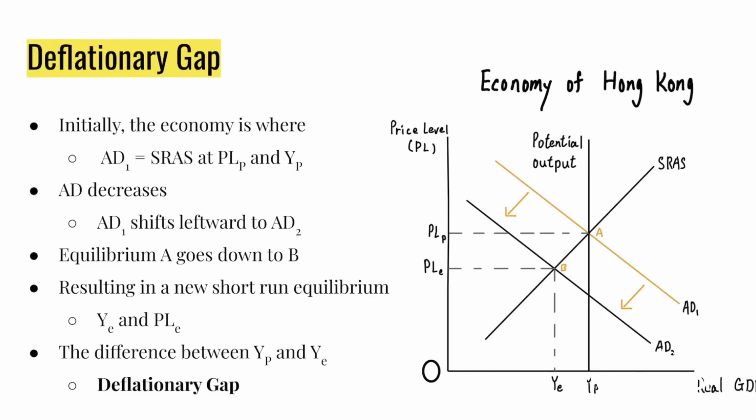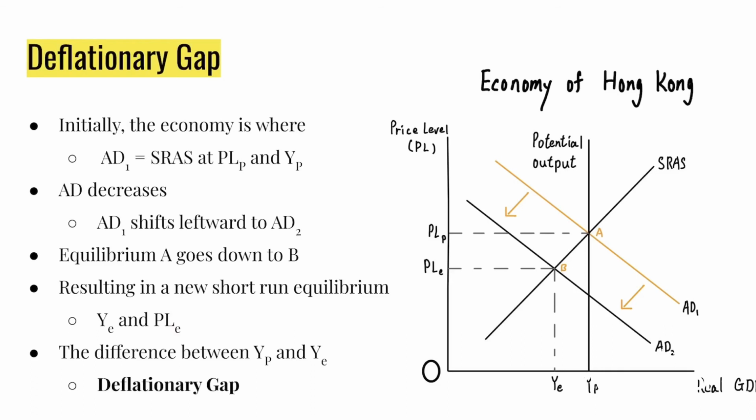The AD curve will shift from AD1 to AD2 and form a new equilibrium. The equilibrium goes down from A to B. At point B, price level E and real GDP E intersect. And the difference between YP and YE is the deflationary gap.